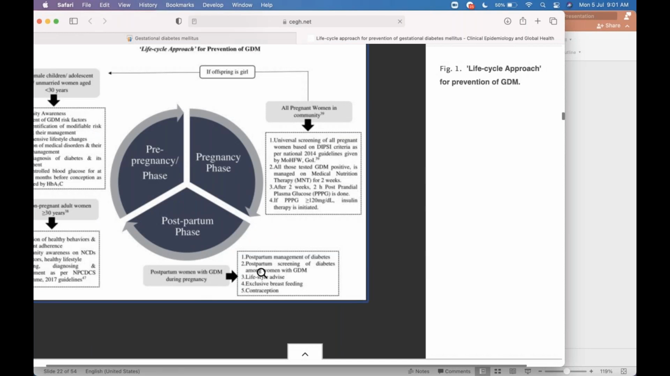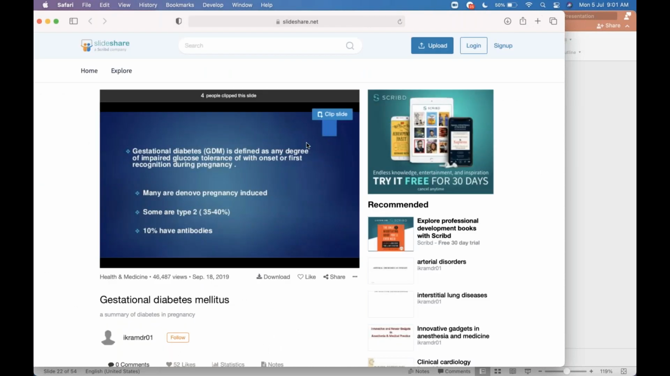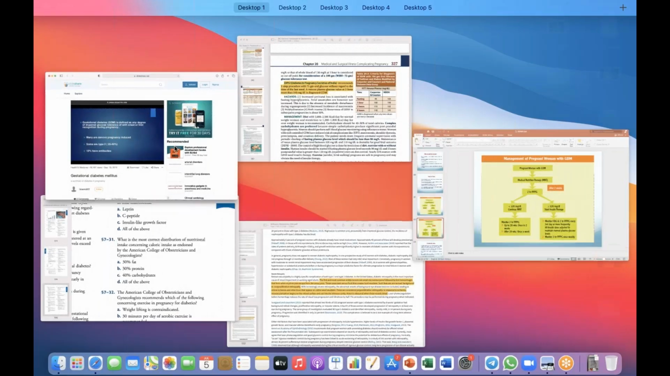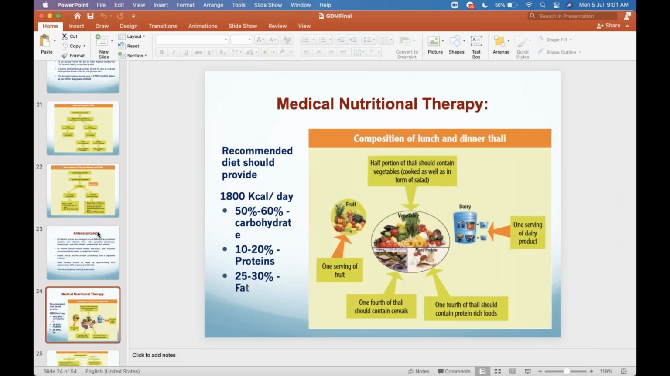In postpartum women with GDM during pregnancy, you have to explain her the postpartum management of diabetes and screening of diabetes if she had GDM, lifestyle advice, breastfeeding, and contraception. All sorts of contraception you can give to these patients. I think this was it. I think we have covered pretty much everything.